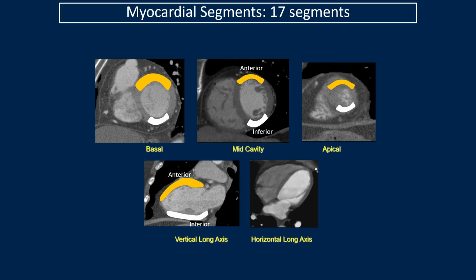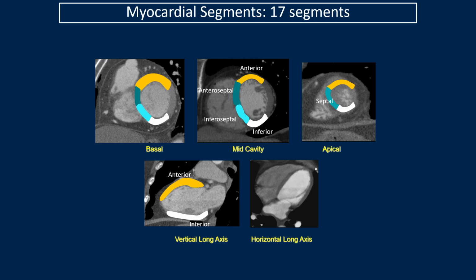Moving on to the septum and the lateral wall. Now here there is a difference between the basal mid-cavity levels and the apical level. At the basal and mid-cavity level, the septum is subdivided into two segments. So you have an anteroseptal segment and an inferoseptal segment. Whereas at the apical level, you have a single septal segment.